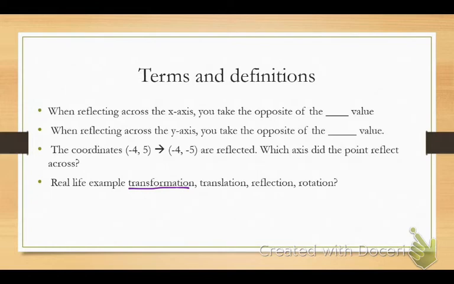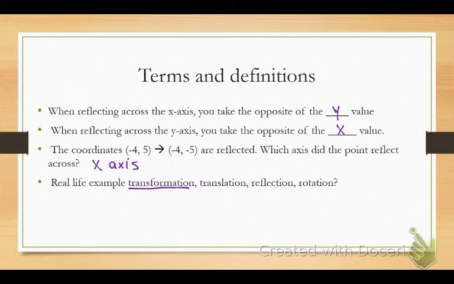Okay, so Hannah, when reflecting across x, you take the opposite of the y value. Very good. All right, and Maddie, what about the next one? When reflecting across the y-axis, you take the opposite of the x value. And Samuel, which line was reflected according to those ordered pairs? The x-axis, that's correct. Okay, can anybody over there give me an example of a transformation?